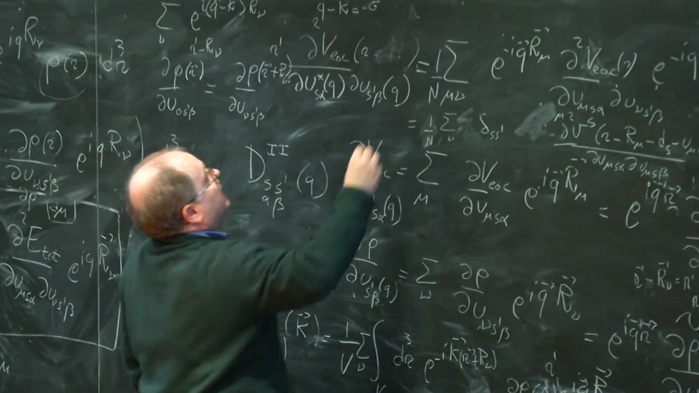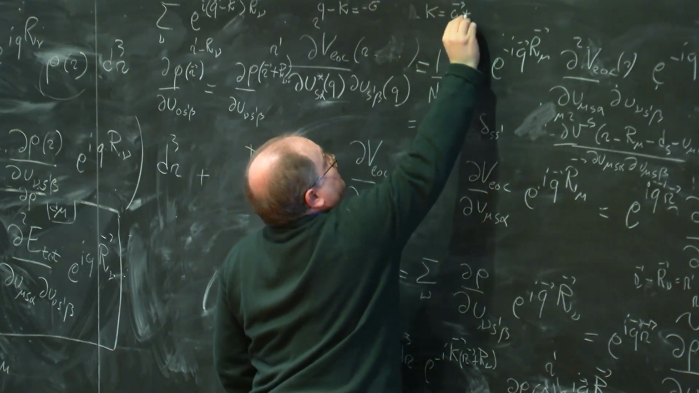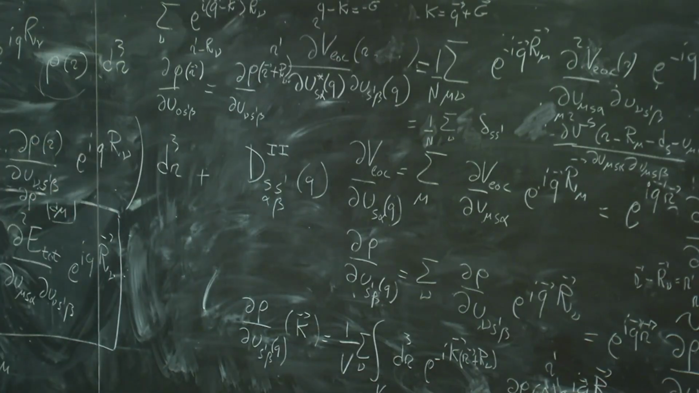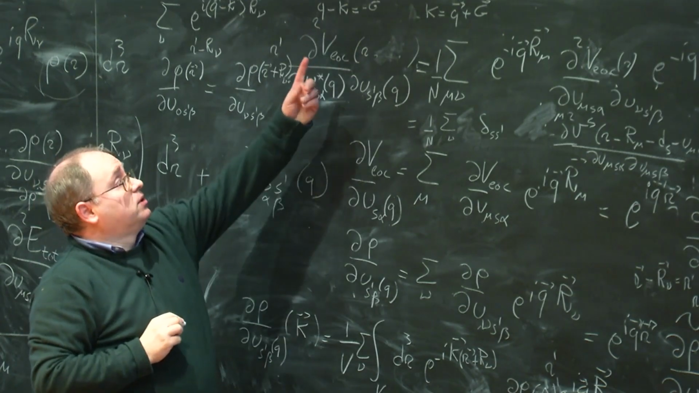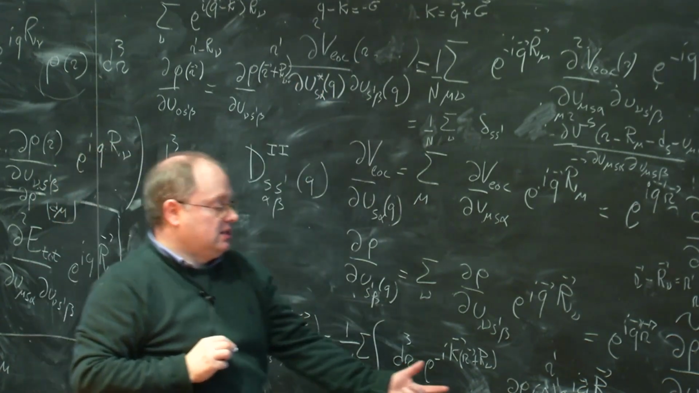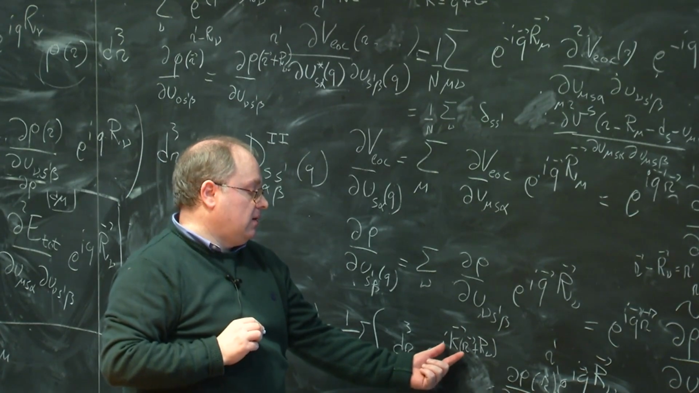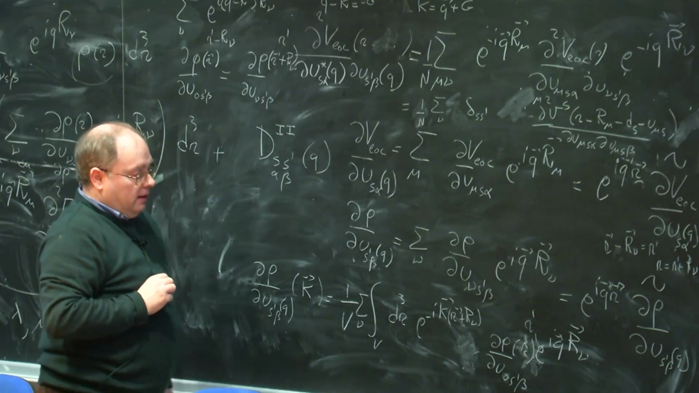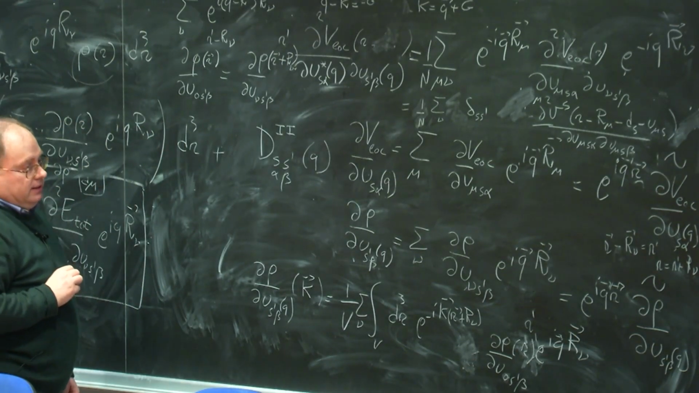So we have that k is equal to q plus g. That is what we wanted to demonstrate. If k is equal to q plus g, this is different from 0. So the Fourier transform is different from 0 only when k is q plus g.